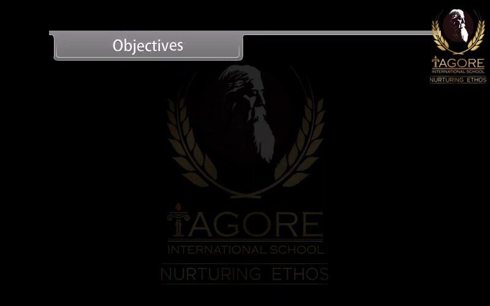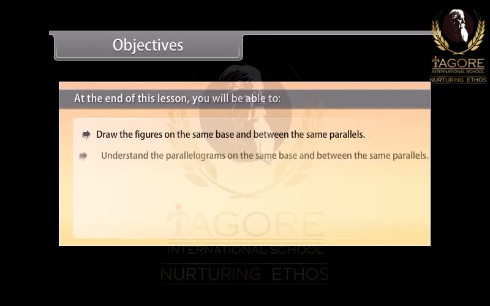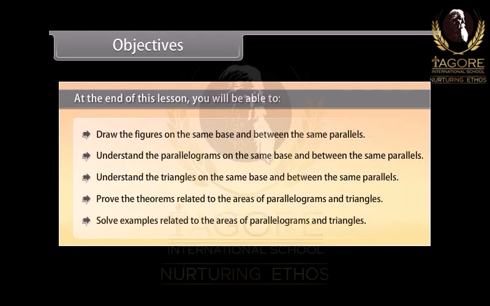Objectives. At the end of this lesson, you'll be able to draw the figures on the same base and between the same parallels, understand the parallelograms on the same base and between the same parallels, understand the triangles on the same base and between the same parallels, prove the theorems related to the areas of parallelograms and triangles, and solve examples related to the areas of parallelograms and triangles.